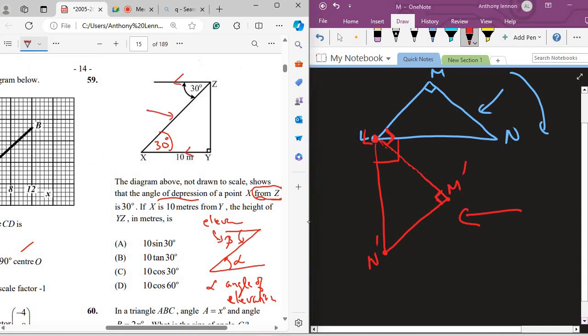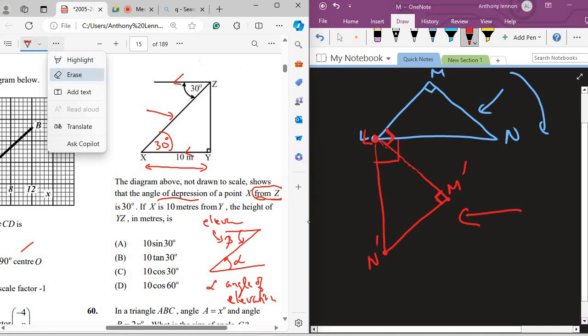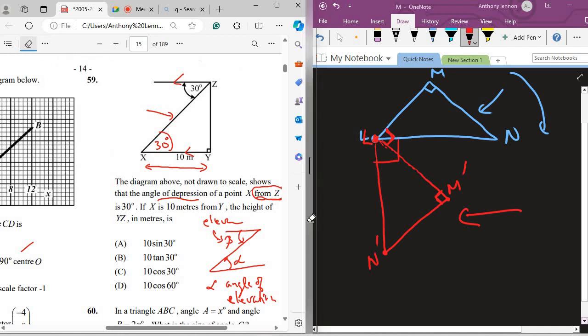Next, what's next? All right, what is it here? If the x is 10 centimeters from y. So yeah, this length here is 10 meters. I can see that on the drawing. That's already there on the drawing.